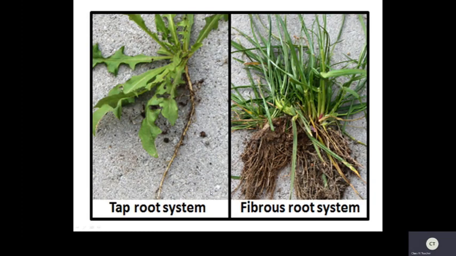Now see here one more example, taproot system. See one main root, and for this main root you will have secondary roots. Now see here for grass you can see fibrous root system, just like fibers. There is no main root. But in the taproot they have a main root and also secondary roots will be present. Okay children, now did you understand today's concept? That is about different types of root systems.